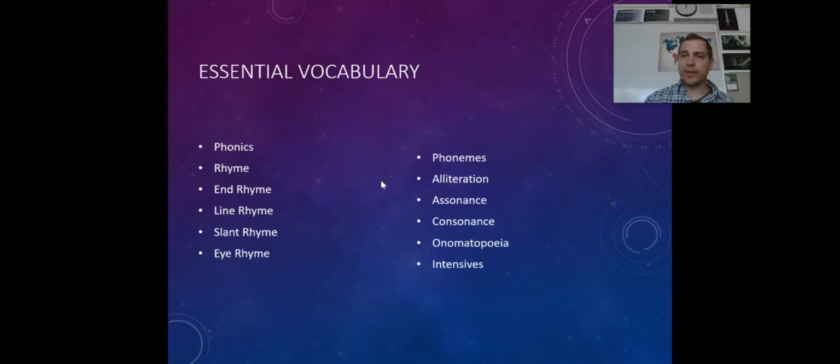And so let's go over the essential vocabulary, and hopefully you can answer these questions. You know what these words mean, right? So phonics, what does that mean? Rhyme. Do you remember end rhyme, line rhyme, slant rhyme, and eye rhyme? Do you remember what a phoneme is? Do you remember what alliteration is? Can you separate alliteration from assonance and consonance? Do you remember what onomatopoeia is? Can you remember phonetic intensives? If you remember what all these things are and you feel ready to use them, you're probably ready to go on to the work. If you've forgotten what some of these things are, you may want to review the video. Let's take a minute here and take a look at the assignment that I want you to do in relation to this lesson.